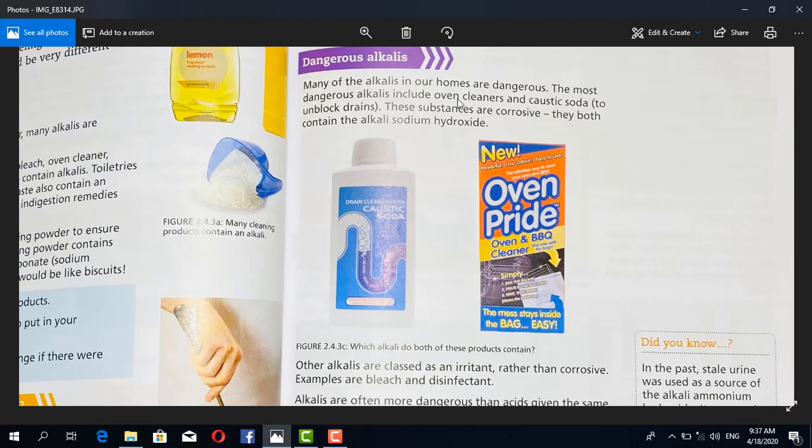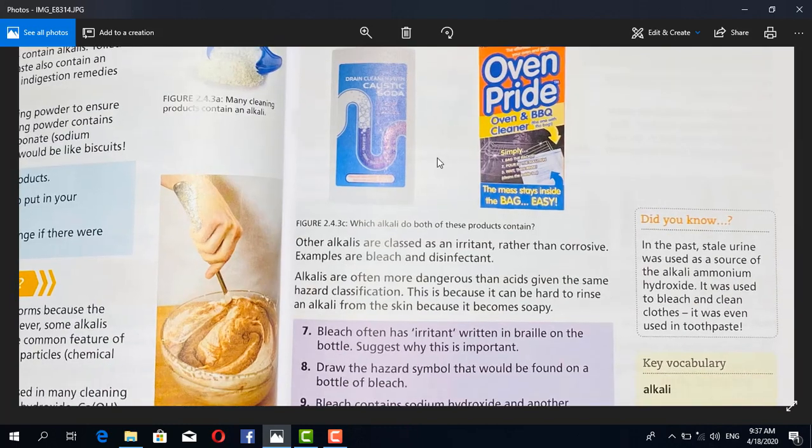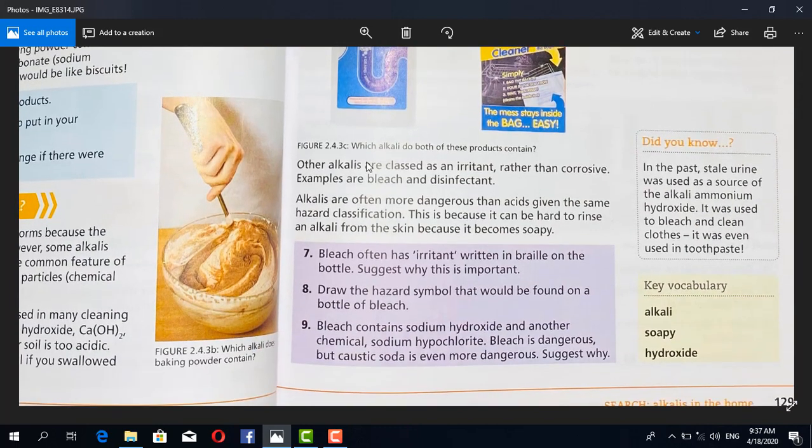The most dangerous ones are the oven cleaners and caustic soda. These substances are corrosive. They both contain the alkali sodium hydroxide, which is very irritant. Other alkalis are classed as irritant rather than corrosive, like bleach and disinfectant. Alkalis are often more dangerous than acids given the same hazard classification. This is because it can be hard to rinse an alkali from the skin because it becomes so soapy.